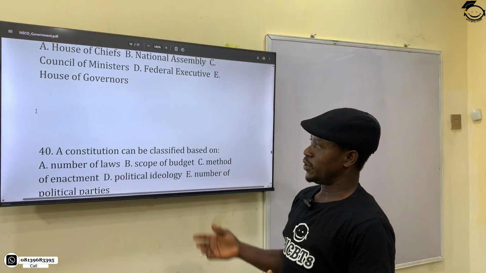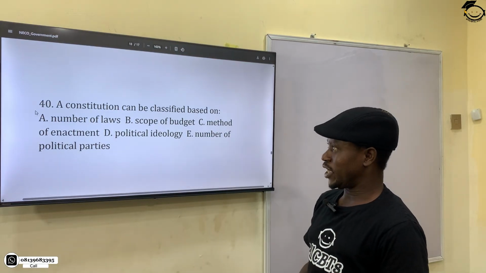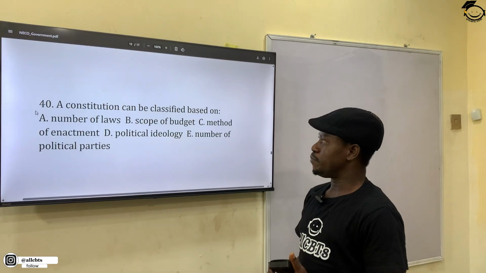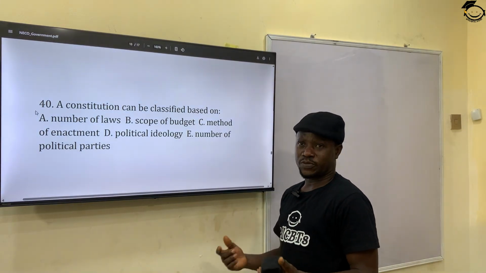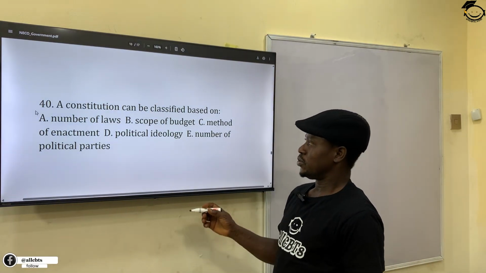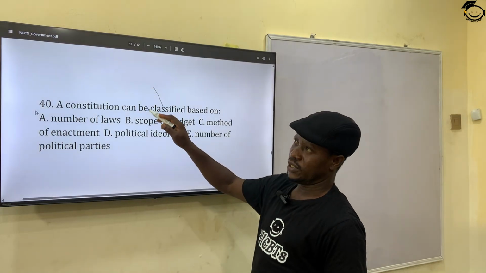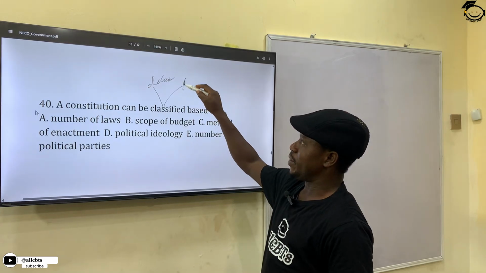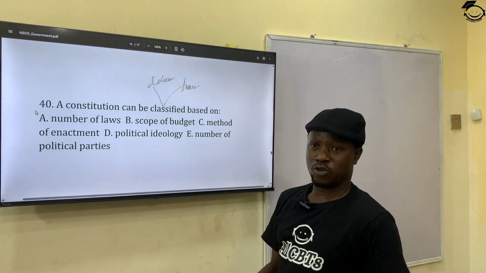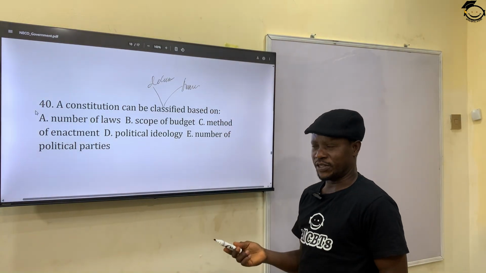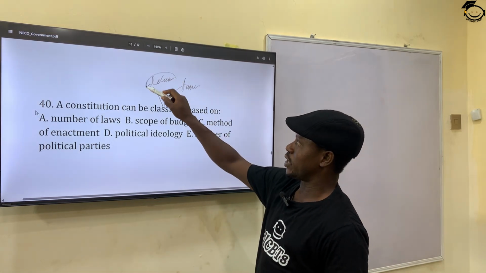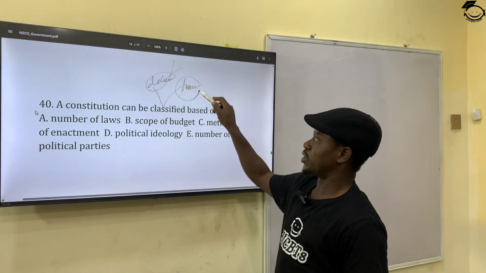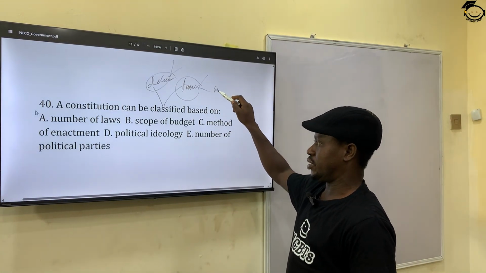Let's see, possibly this question might also be the last for us for today. A constitution can be classified based on... when you talk about classification of a constitution, you can look at one, the documentation, and two, the amendment process. When you talk about documentation, we are talking about whether it is written or unwritten. And when we talk about the amendment, we are talking about whether it's flexible or rigid.